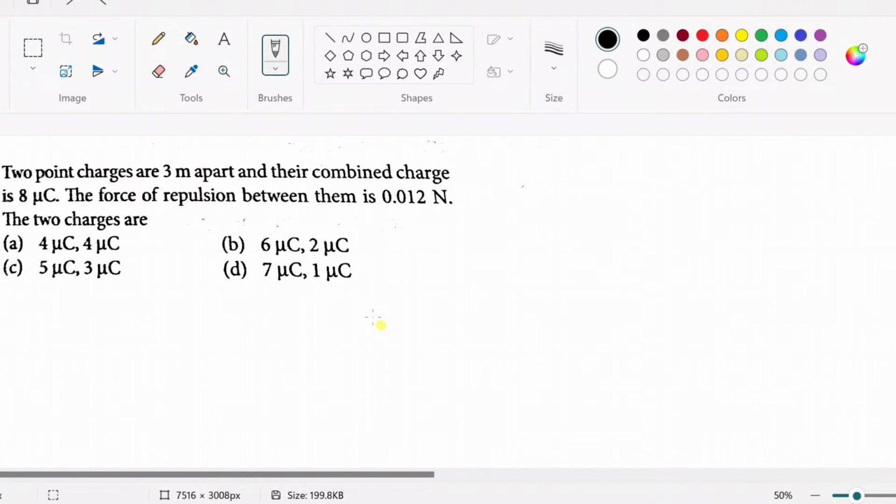The first question says two point charges are 3 millimeter apart and their combined charge is 8 microcoulomb. The force of repulsion between them is 0.012 Newton. What are the two charges? Okay, so very simple, we have to use Coulomb's law.